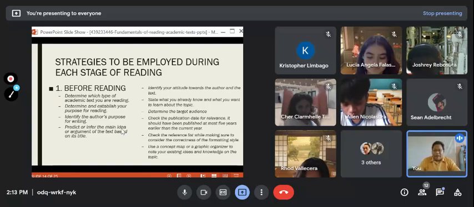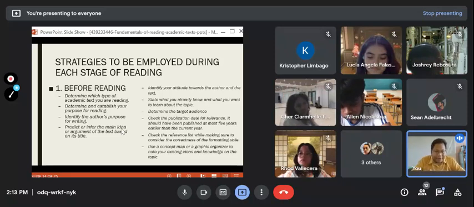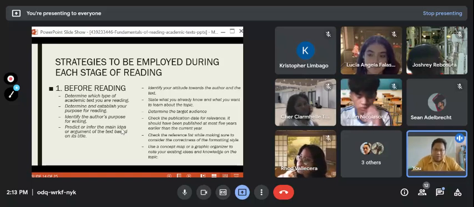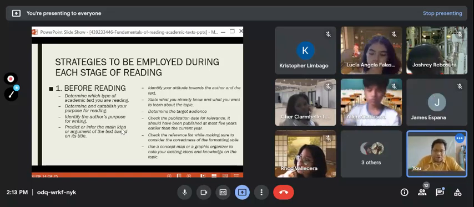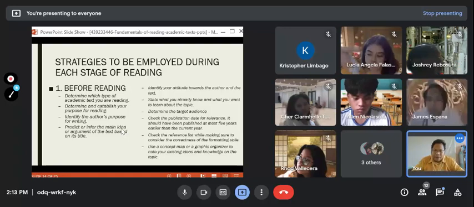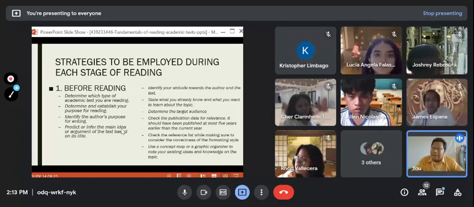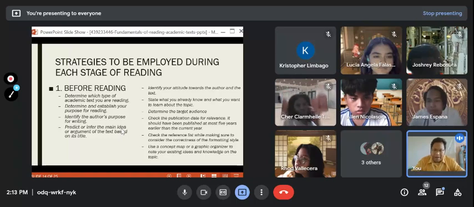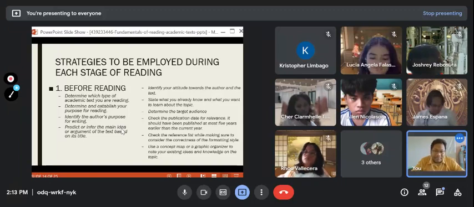We'll try to evaluate: is this text meant for me, for this kind of audience? What is the writer's purpose here? What is the writer's attitude, and what attitudes do I also have towards the author and this text? What do I know about the topic, and what am I expected to know or learn from it? How recent is this text?